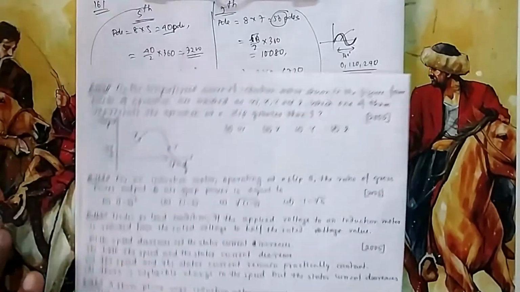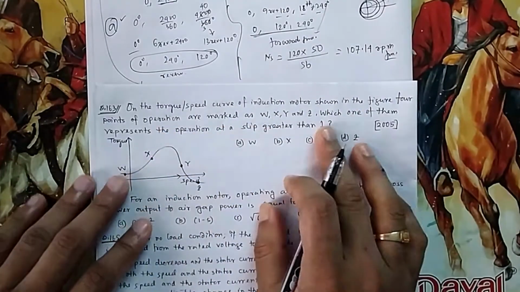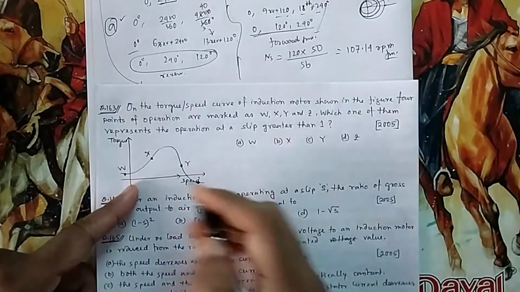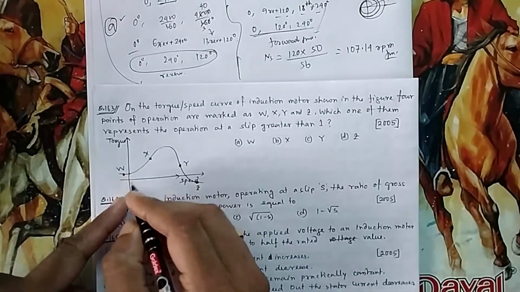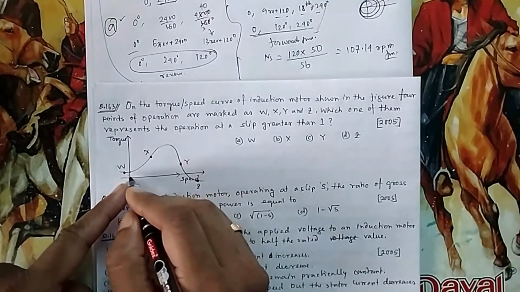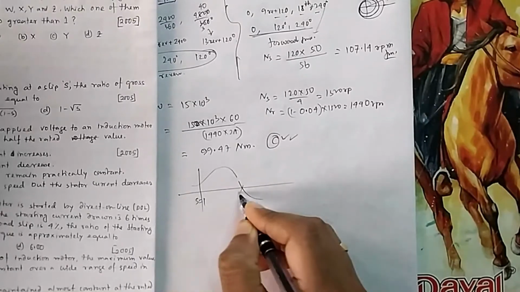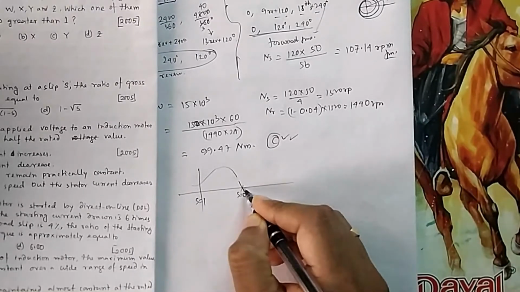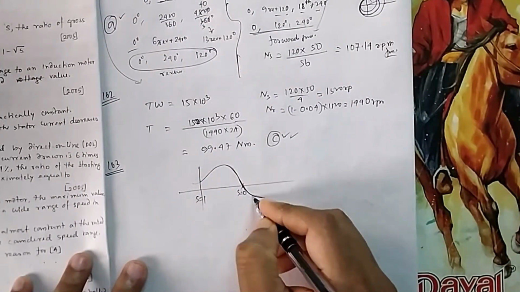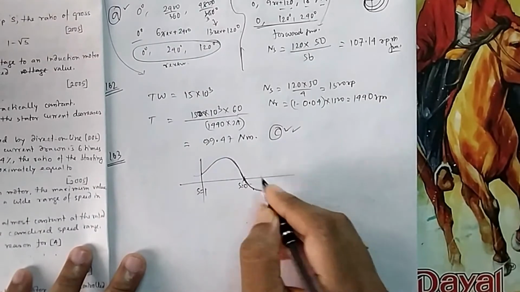Now if you come to 163, on the torque speed curve of induction motor shown in the figure, 4 points of operation are given. Which one of them represents the operation at a slip greater than 1? So you know this is your starting point, and that is your S is equal to 1. And gradually it is your starting torque graph. It is at S equal to 1, this is at S equal to 0. So if you go this way, you are going with a speed which is more than synchronous speed. So your slip will become negative if you go beyond this point.